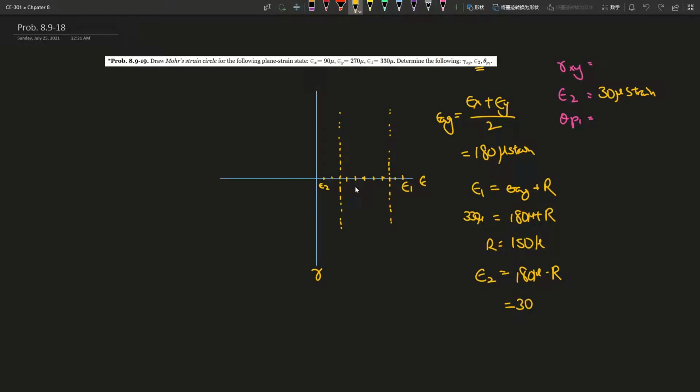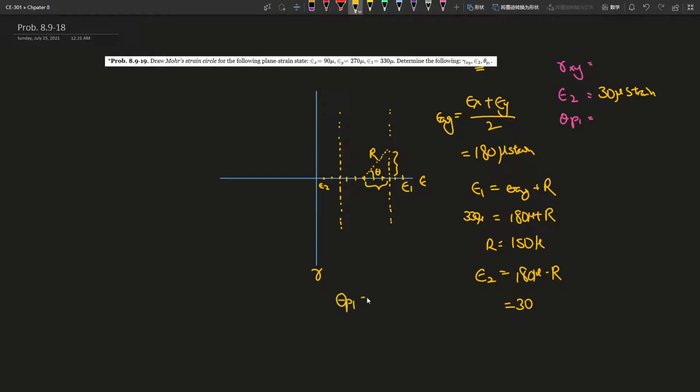What else can we try to find? Let's see. So we're going to draw a straight line from here. Let's see what information we have. So this distance from here is R, right? We don't know what angle that is, but we do know the distance from here, which is 330 minus 180, right? So we can calculate the angle pretty easily, and also the distance over here, which is going to be the shear XY strain, right?